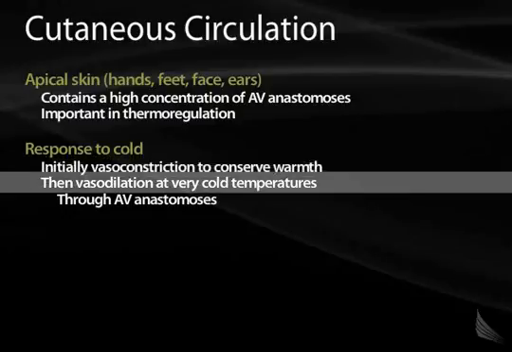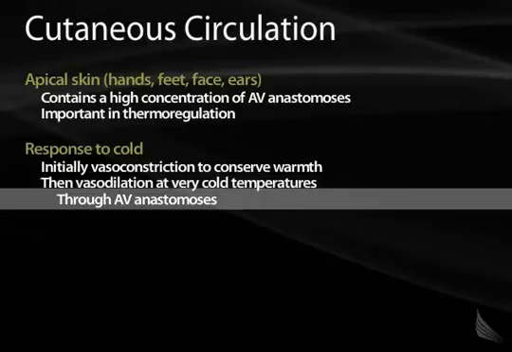At very cold temperatures, however, vasodilation may occur to allow the skin to warm up again in order to prevent frostbite. This occurs through AV anastomoses.